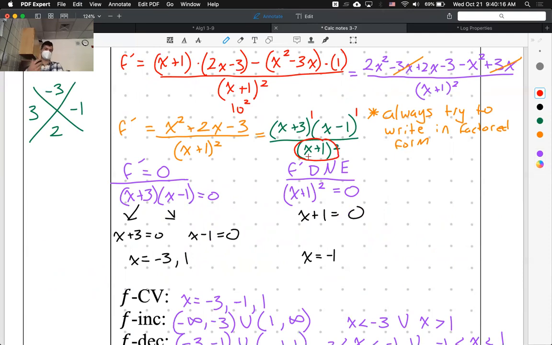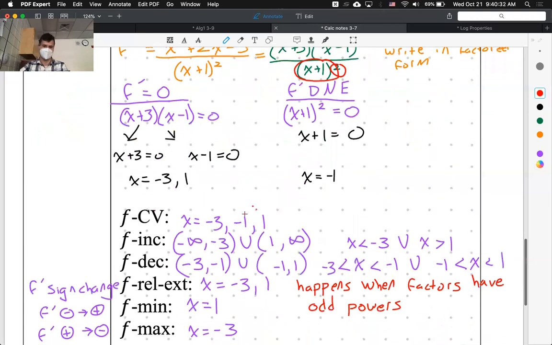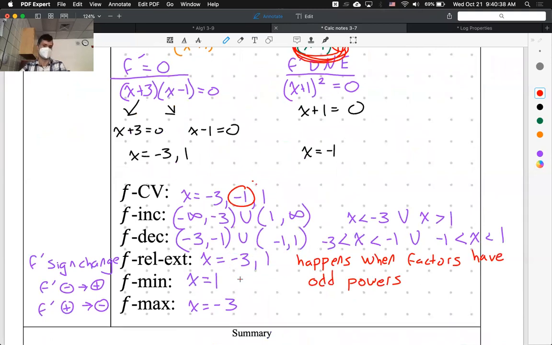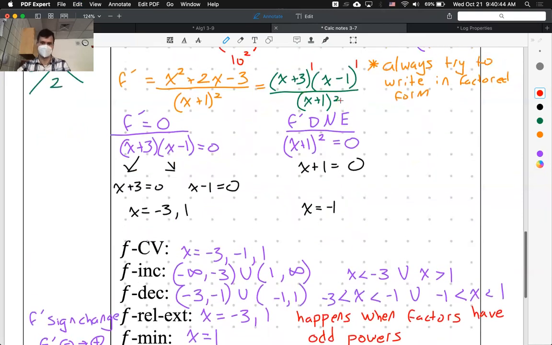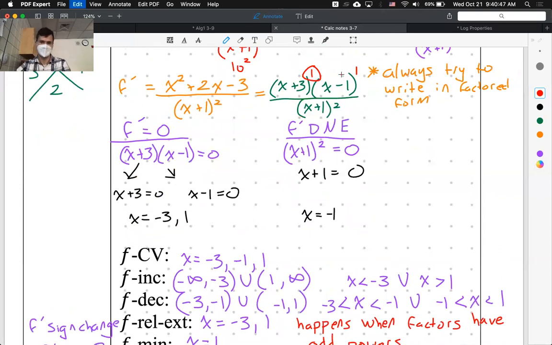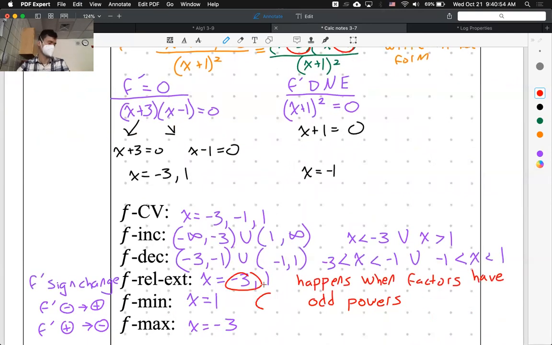This critical value that pops out, we got negative 1 because you said equal to 0, right? The critical value that corresponds to this factored binomial is negative 1. That is not going to be a relative extrema because that has an even power. And come down here. We had negative 1 that corresponded to that negative 1 up here. And negative 1 was not a relative extrema because it was an even power. And then I can do the reverse of that, the actual rule. These were both to the power of 1, which is an odd power. And that means negative 3 and positive 1 both are relative extremas. So that's my shortcut. Relative extremas are when you have factors that have odd powers.